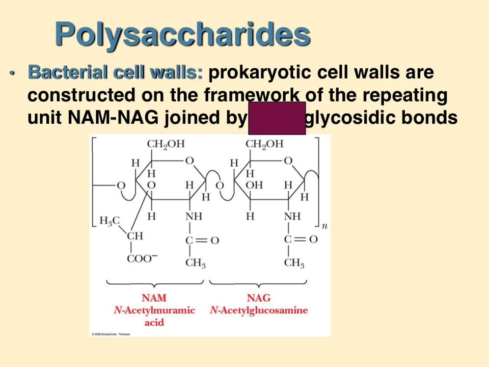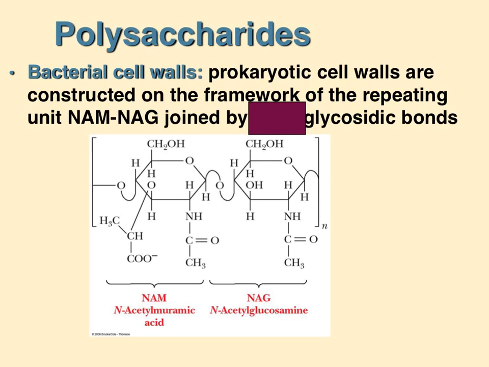So the bacterial cell walls are made up of these repeating NAM-NAG units. You just see the same thing over and over and over again. If you think back to Gen Chem and organic, this is just showing you that it's a polymer. The n means it goes on and on and on. It repeats over and over again.